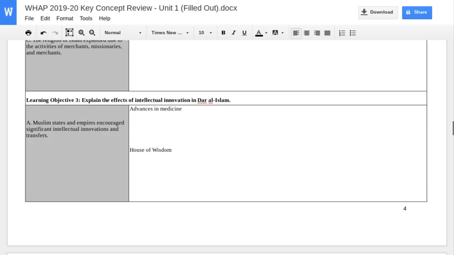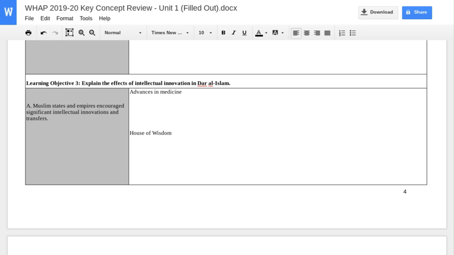Going down to C, the effects of intellectual innovations. Okay, we're going to go at this as one of the effects of the spread of Islam during this time period is the spread of intellectual innovation. And I have two examples for you. One is advances in medicine. If you look up the golden age of Islam, there should be something about medicine within that. You don't have to know a lot of specifics, just be able to bring in a couple points.